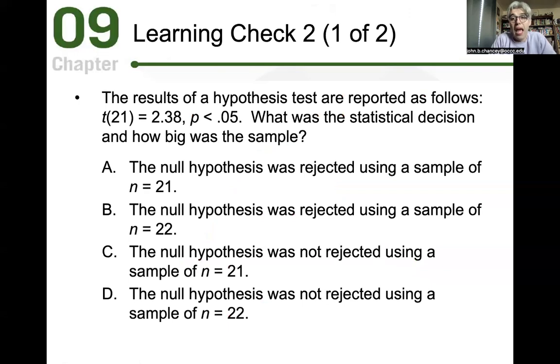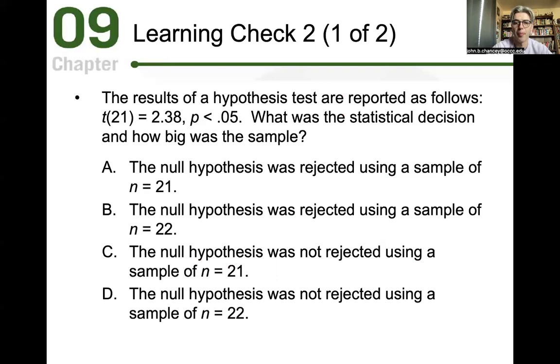A, the null hypothesis was rejected using a sample of N = 21. B, the null hypothesis was rejected using a sample of N = 22. C, the null hypothesis was not rejected using a sample of N = 21. Or D, the null hypothesis was not rejected using a sample of N = 22. So make sure you understand, pause the video here, jot your answer down, and make sure you understand why before moving forward.